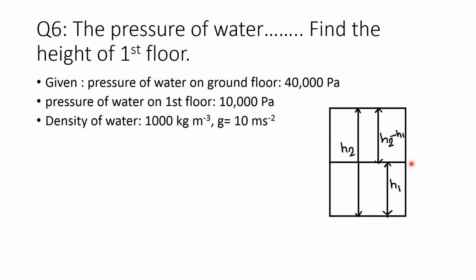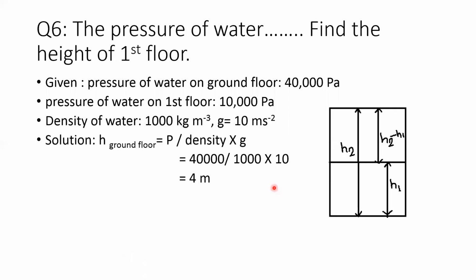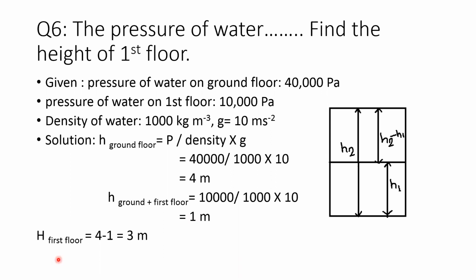So I show you the solution. The height of the ground floor will be pressure divided by density times acceleration due to gravity. It will come to 4 meter. Then the height of ground floor plus first floor will come to 1 meter. So the height of the first floor will come to 4 minus 1, that is 3 meter. So this is the answer. Clear everyone? Clear this question, everyone?